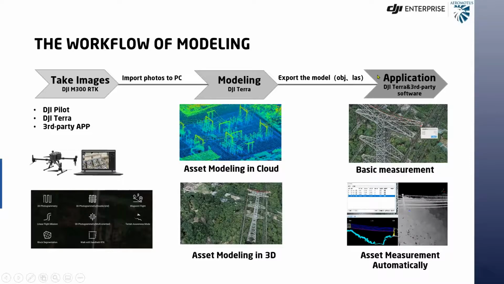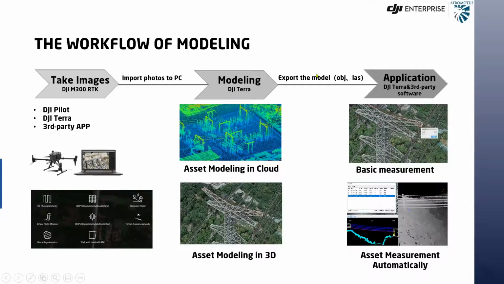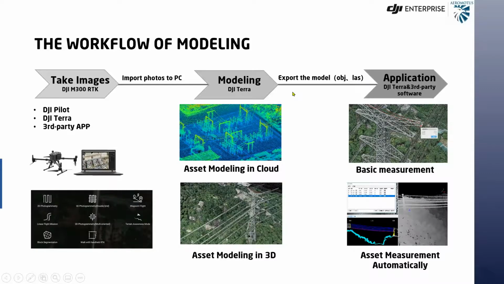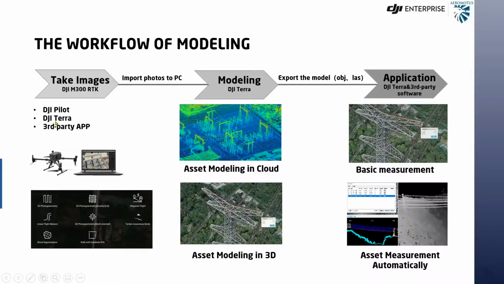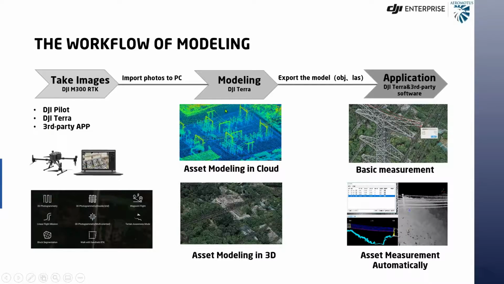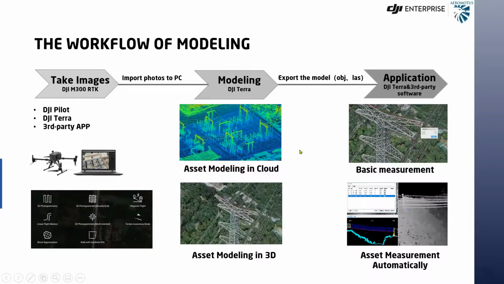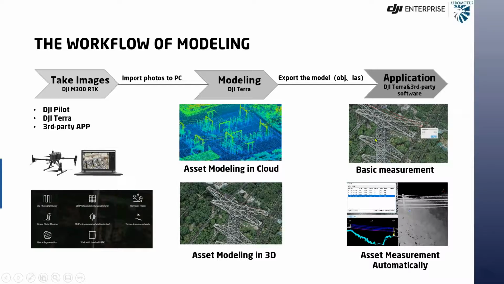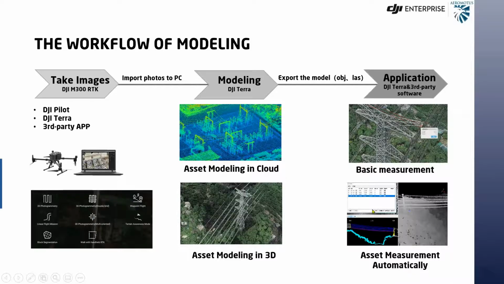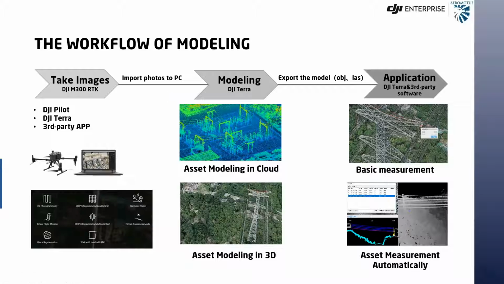Yeah, that's about DJI Terra. I can actually send you those things directly one-to-one. So to give you a workflow, these are the things you need in terms of a surveying drone package. You need to have a drone with a third-party app to take the images from site, and do the modeling on a cloud environment. You can export the model into OBJ or LAS format, and you can do measurements automatically and then modeling in 3D. So these are the basic workflow you can use for surveying and mapping.